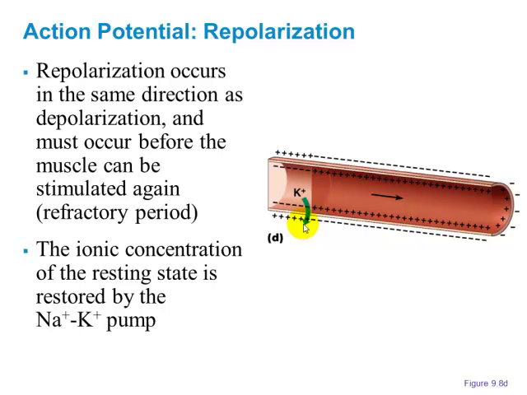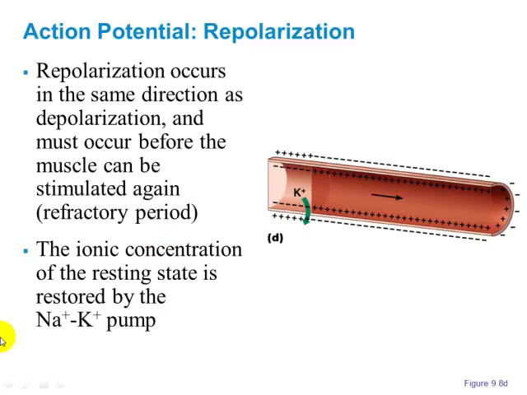That repolarization gets us back to this point of having more positives outside than inside, having this relative positive measure outside compared to inside. But where are the ions? If we think about just repolarization occurring, now we have lots of potassium outside, lots of sodium inside. That's not what we want. In order to start this whole thing over again, we need lots of sodium outside compared to inside, lots of potassium inside compared to outside.